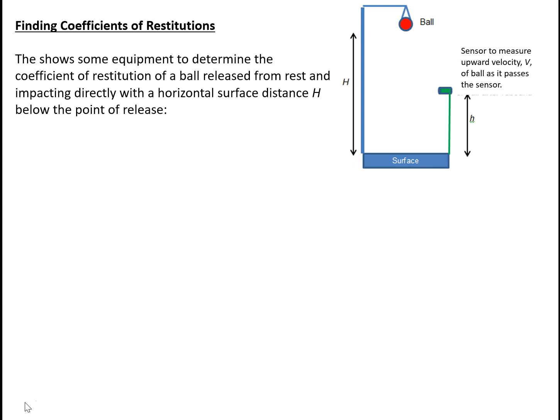So if we wish to find the coefficient of restitution between a ball and a surface, we could drop the ball from a height capital H above the surface, and then, provided we've got some sort of sensor that will record the upward velocity of the ball as it passes vertically up above the sensor, then we can obtain the coefficient of restitution.